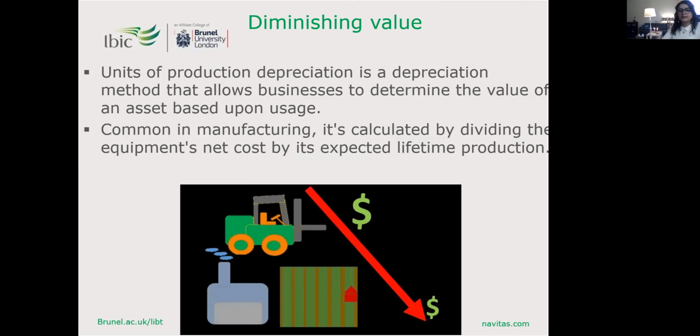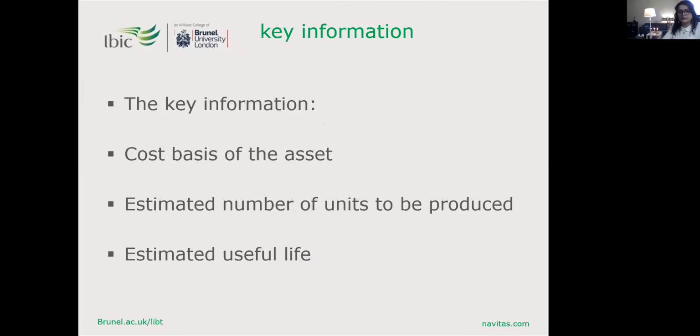So what is actually diminishing value? Diminishing value is going to help you calculate a depreciation, which allows a business to determine the value of an asset based upon usage. It's very common and familiar in manufacturing, and it can be used for expected lifetime production as well.